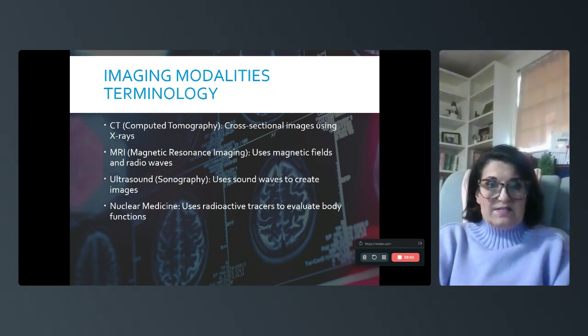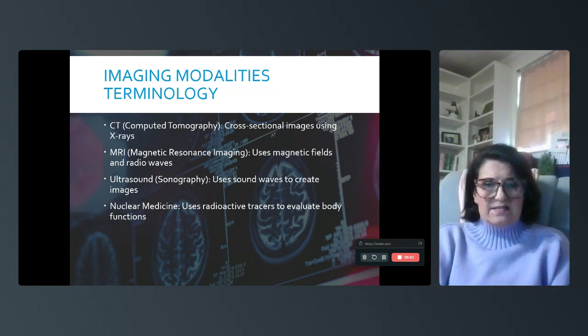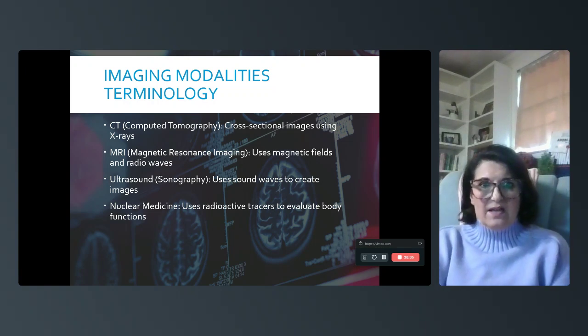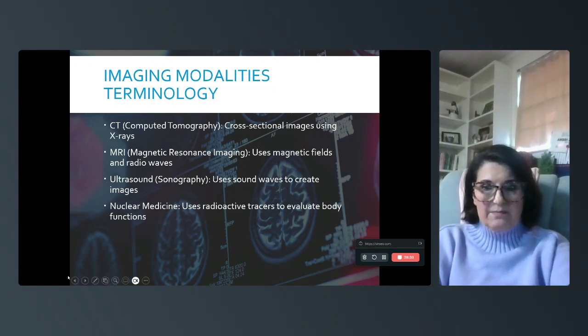Ultrasound also is known as a sonography. It uses sound waves to create images. And nuclear medicine uses radioactive tracers to evaluate body functions. You'll often hear nuclear medicine associated more with cancer treatment with chemotherapy and radiation treatment.